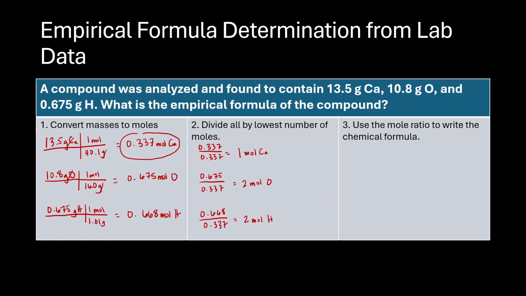So use the mole ratio to write the chemical formula. And so what I'm going to do is use these numbers, 1, 2, and 2, to write my chemical formula. So I have Ca, and there's 1 of them. Then I have O2, because there's 2 of them. And then I have H2, which there's 2 of them.